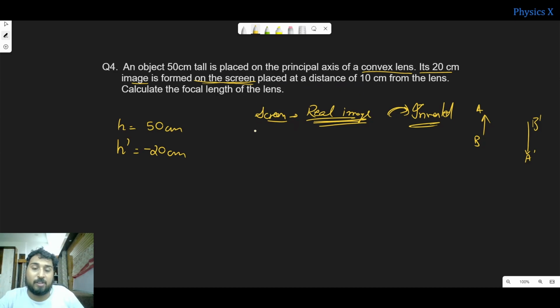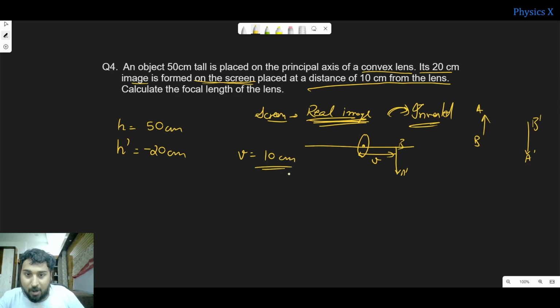So 10 centimeter from the lens, the screen is placed. So we know that if it is a real image, an inverted image forming on the screen, it is on the right hand side of the lens. So like this, suppose this is the lens, so the inverted image is like this, right? So this V will be positive. So what is V? He is giving a distance of 10 centimeter from the lens, so 10 centimeter, right? Now we know m is equal to what? H dash by h. So it is minus 20 by 50, which is minus 2 by 5. And we know this is also v by u, right?